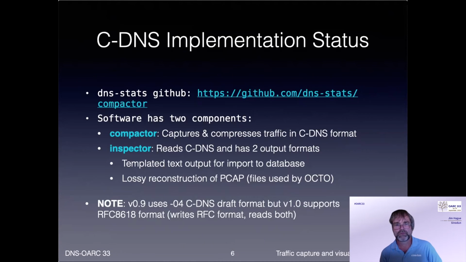And just for the sake of full disclosure, currently the version of Compactor running on IMRS is a pre-1.0 release that supports a pre-RFC draft CDNS format. However, it's been some months now since we released version 1.0 of Compactor, which writes the RFC format. And the 1.0 version of Inspector reads both the RFC format and previous draft formats. And we will be transitioning IMRS to using the 1.0 in the near future.